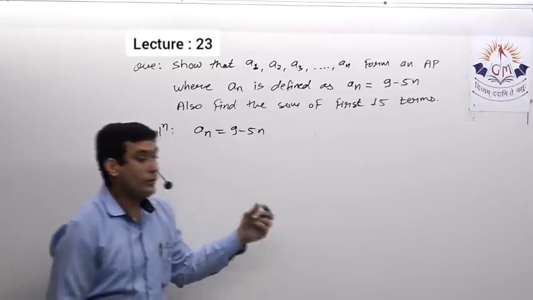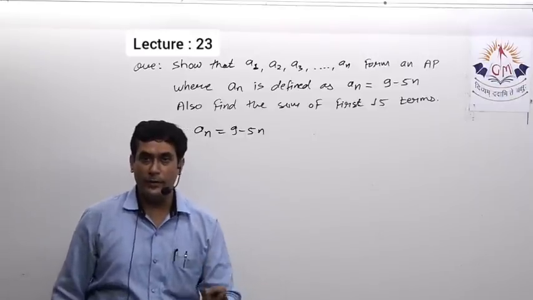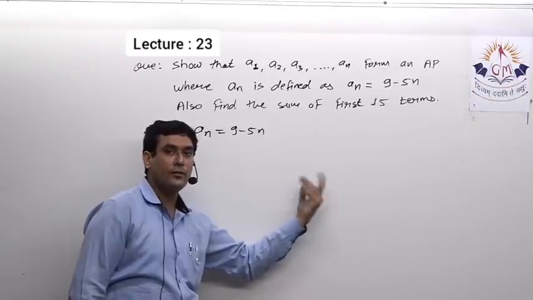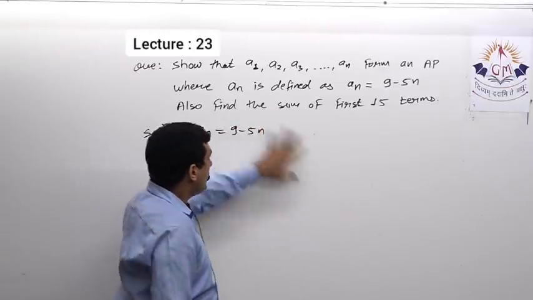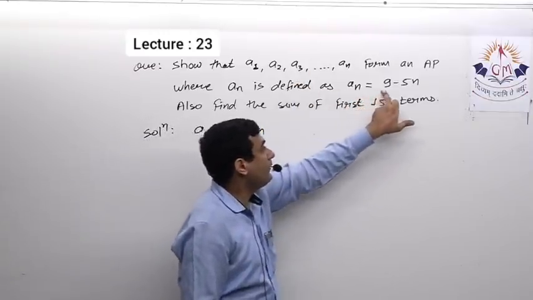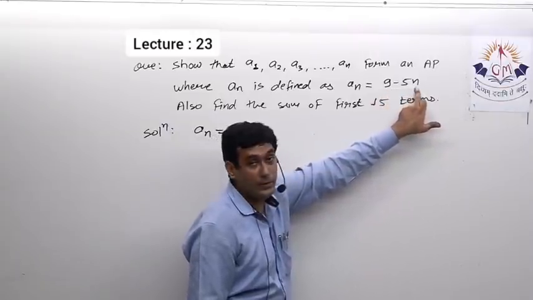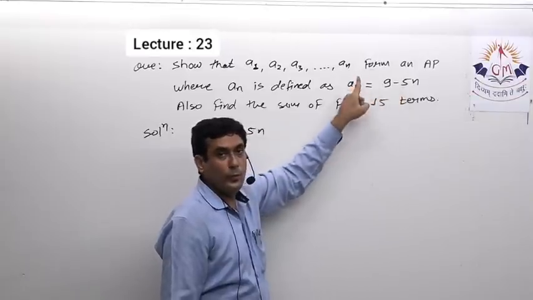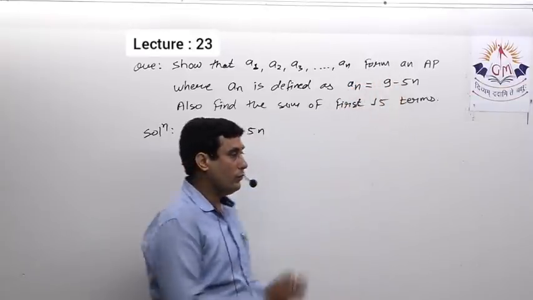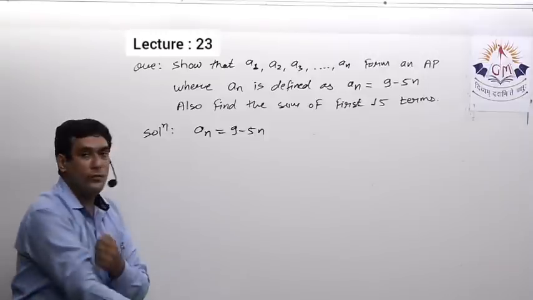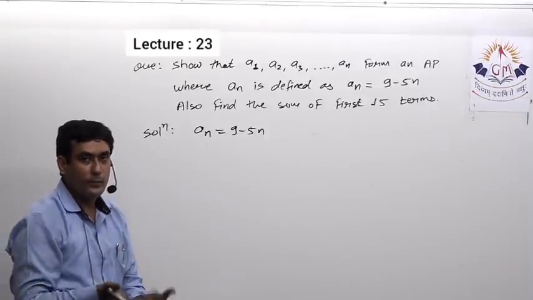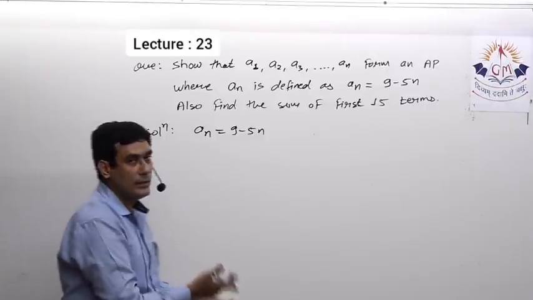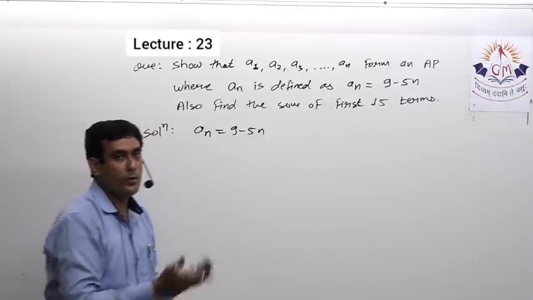So for that we need a1, a2, a3, a4, a5. We must have that many terms, then only we can show their difference is constant. But here terms are not given; it is given that an is equal to 9 minus 5n. Now on putting n equal to 1 we'll get a1, on putting n equal to 2 we'll get a2. So first of all we'll find the first 4 to 5 terms, then we check the difference, and then we conclude whether the given sequence represents an AP or not.